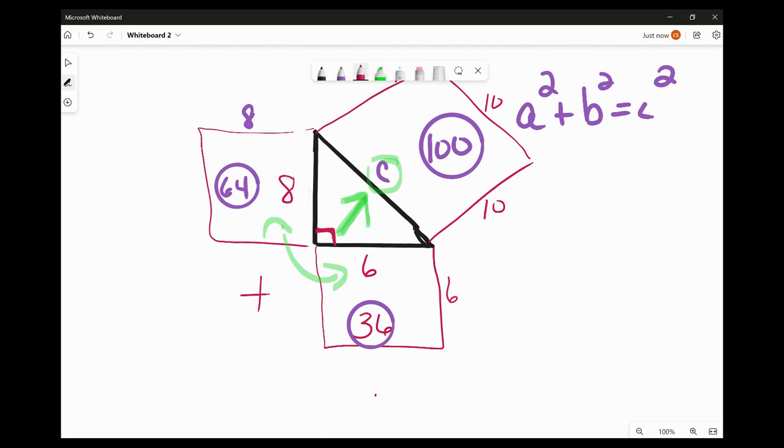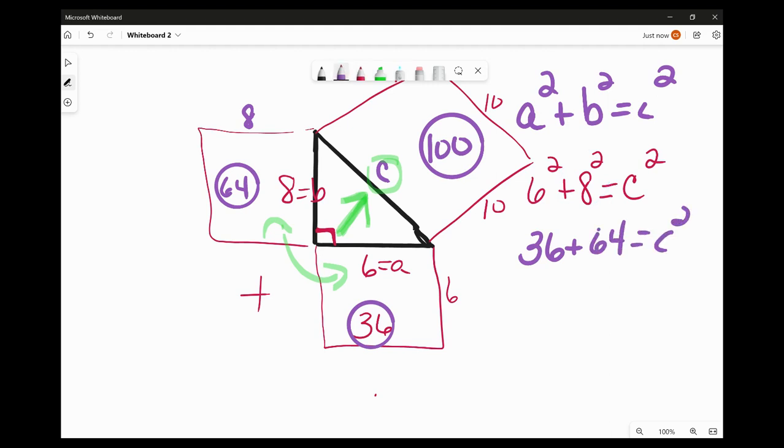When I go to plug in the equation, I'm going to call this one A, and I'm going to call this one B. A is 6, so I'm going to do 6 squared, and then B is 8, so I'm going to do 8 squared. I'm just plugging it into this formula, and I don't know C, so I'm going to call it C squared. And now I'm going to do the math. 6 squared is 36. And 8 squared is 64, and I don't know C squared. Then 36 plus 64 is 100, and that gives me C squared.